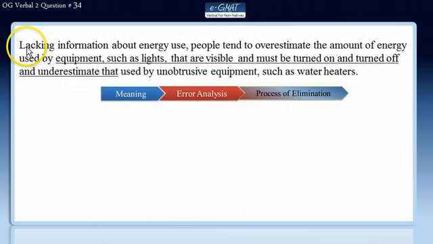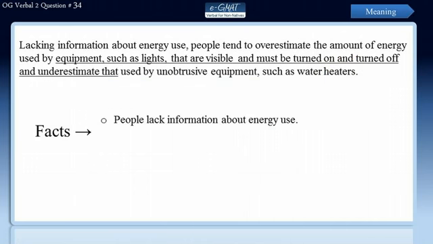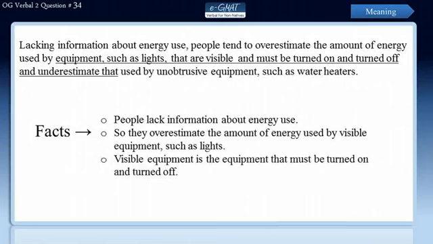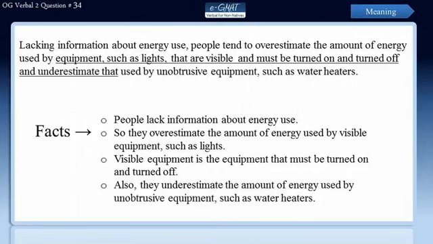So let's begin. Lacking information about energy use, people tend to overestimate the amount of energy used by equipment such as lights that are visible and must be turned on and turned off, and underestimate that used by unobtrusive equipment such as water heaters. Now this sentence presents a few facts. It says that people lack information about energy use. Because of this, they overestimate the amount of energy used by visible equipment such as lights, and they underestimate the amount of energy used by unobtrusive equipment such as water heaters. By the way, visible equipment is the equipment that must be turned on and turned off.